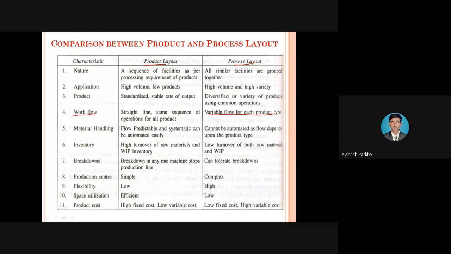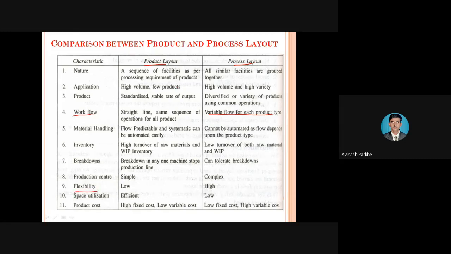In the case of a process layout, I am not manufacturing a similar type of product. Therefore, the sequence of machines is not finalized, and the flow of the material is totally variable. But in the case of a product layout, I am manufacturing a similar type of product in mass quantity. Therefore, whatever layout I have designed is perfectly straight, with the same sequence of operations for all types of products. Okay, then I will take another example.